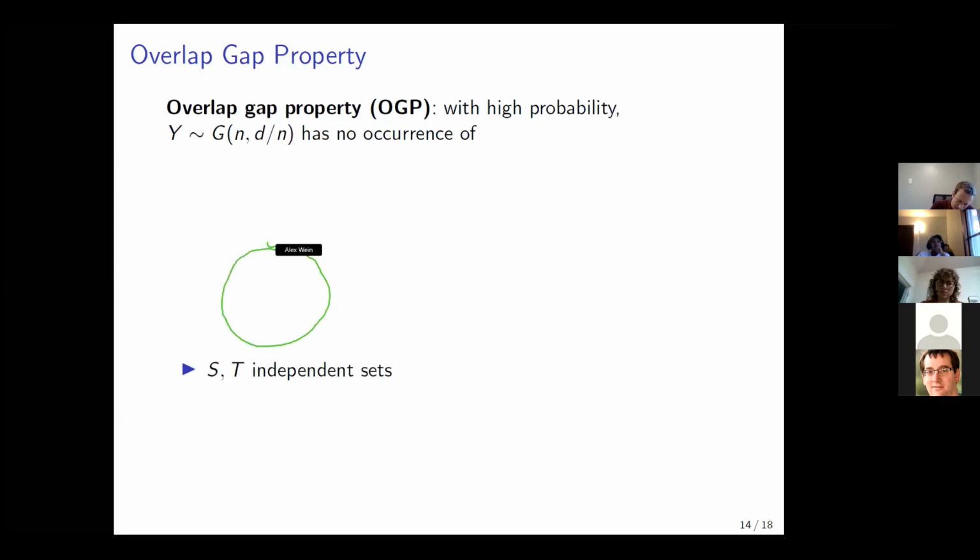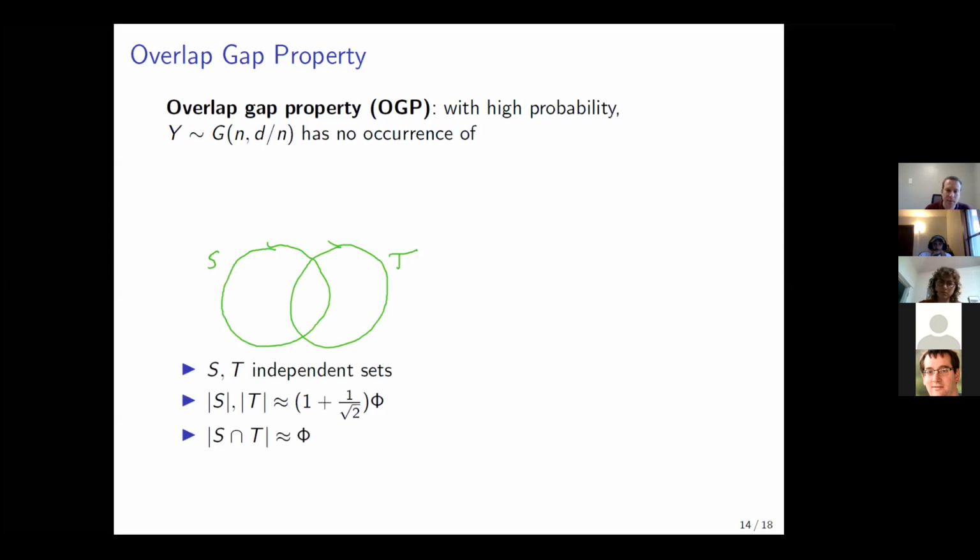So S and T are going to be these independent sets in the graph. Individually, they're going to have this particular size. And then also their intersection is going to have some particular size. Okay, so this phi is just the kind of value you might remember from the size of opt and out. But right, this is sort of saying that there are no two independent sets that have this particular overlap pattern. Right, they both have a certain size, and they both have overlap by some exact amount.